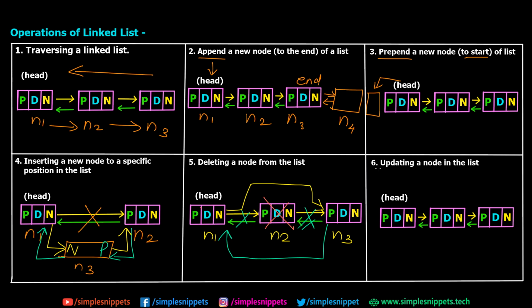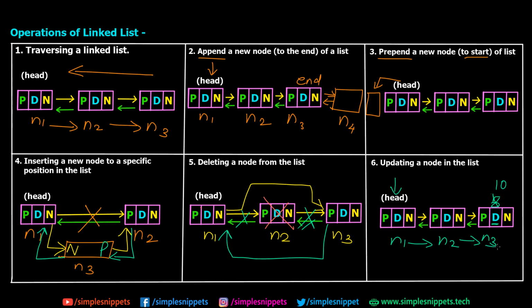Okay. And lastly, we have updating a node in the list. So let's say the data part inside n3 is storing an integer value 5 and you want to change it. How will you change it? You will first have to traverse from n1 to n2 to n3, because the head starts from n1, right? So you have to traverse to n3, access this node and then change the data member. Let's say you want to change it to 10. So change it to 10.